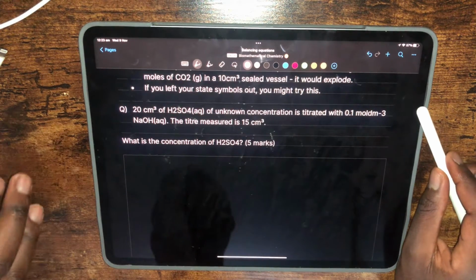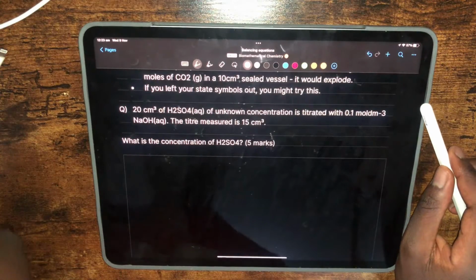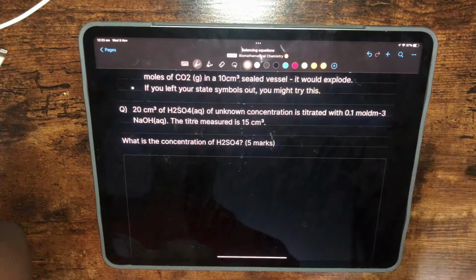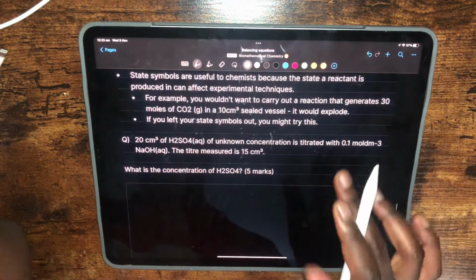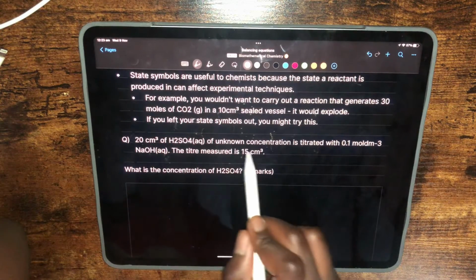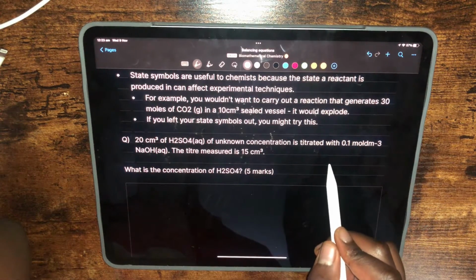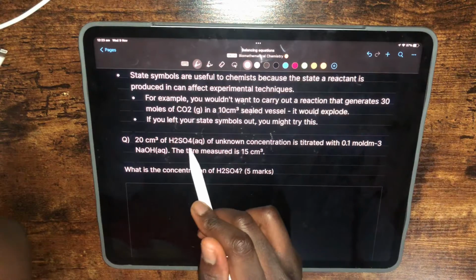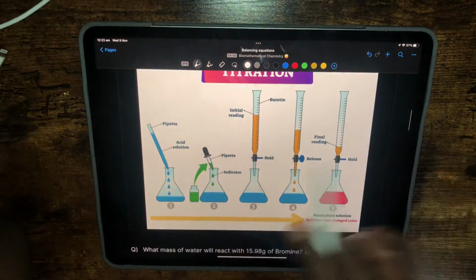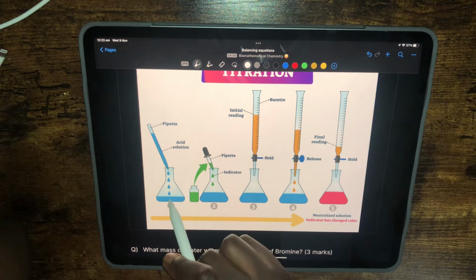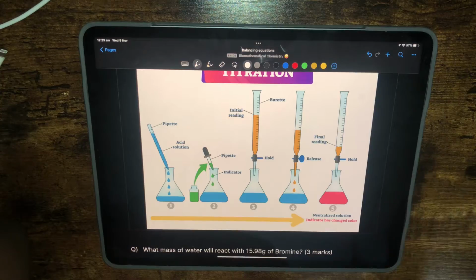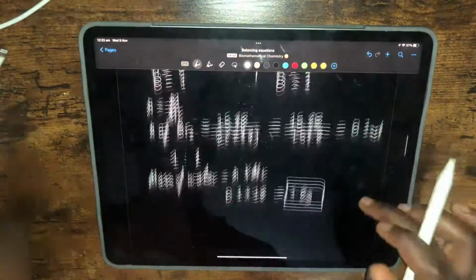All right, I'm assuming you've spent 5 minutes trying to answer this question now. So imagine this H2SO4, this acid. It's the same as the one before. Imagine you have 20 centimeters cubed here. You've pipetted 20 centimeters cubed into a conical flask, right? You don't know its concentration, as I said before.